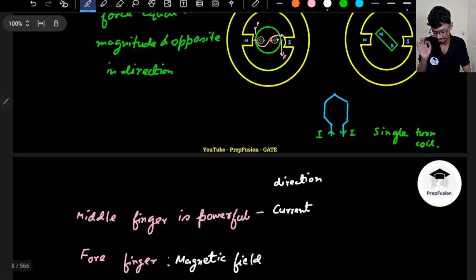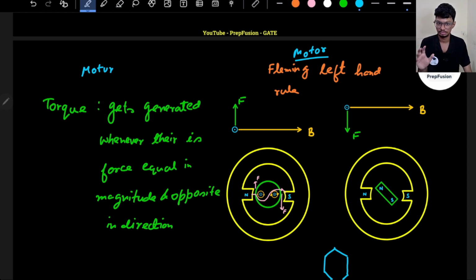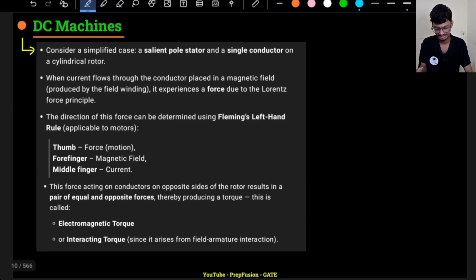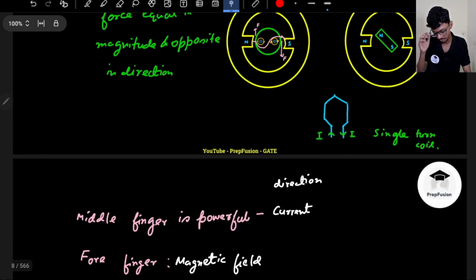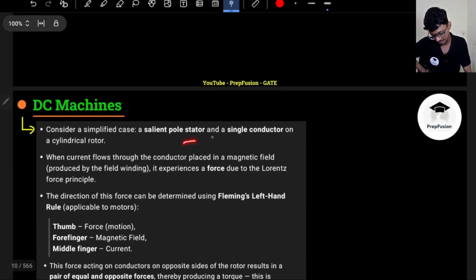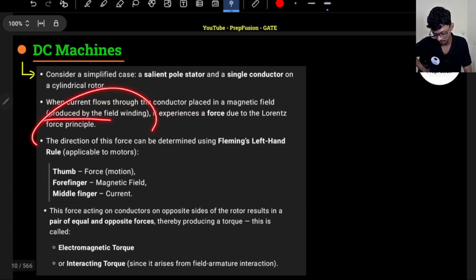So that's how we understand that we will use Fleming's left hand rule for a motor, and whenever there is a generator we will use Fleming's right hand rule. This you have to remember, right? Okay, so I hope this portion is clear to you guys. Whatever we have discussed is the same as what is written over here. This is known as a salient pole, just a name. Salient pole stator, and a single conductor on a cylindrical rotor. When current flows through the conductor placed in a magnetic field produced by the field winding, it experiences force due to the Lorentz force principle.